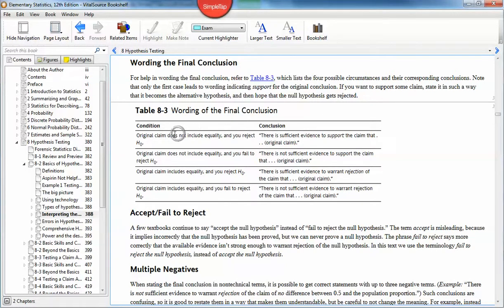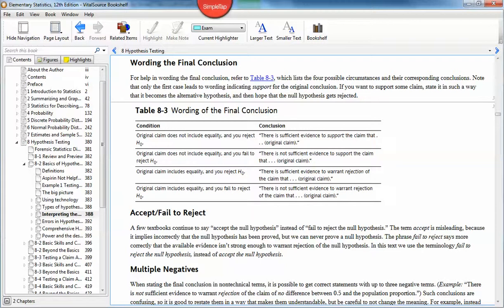Let's say that the original claim did not include equality and you rejected H sub O. There is sufficient evidence to support the claim that, and then list your original claim. Or there is not sufficient evidence to support the claim that, and then list your original claim. So again, it depends on, does the original claim have equality or does it not? And then once you figure that out, did I reject or fail to reject the null hypothesis?